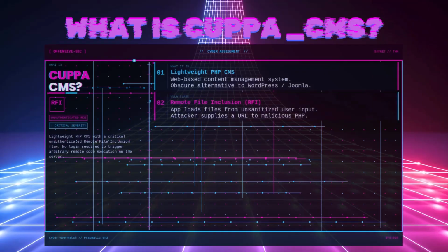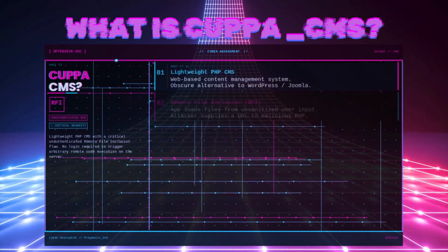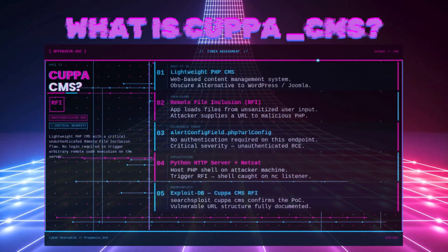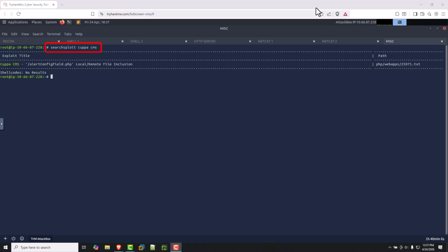Because no authentication is required to trigger this flaw, it represents a critical severity finding. Remote file inclusion, or RFI, is a class of web vulnerabilities that arise when an application dynamically includes file based on user-supplied input without sufficient validation. I ran the following searchsploit command shown in the CLI to search exploit-db for the Kappa CMS exploit that may be published. It looks like searchsploit results show a possible exploit.